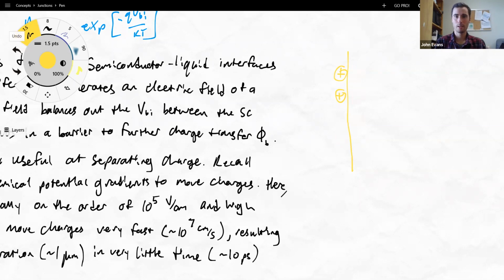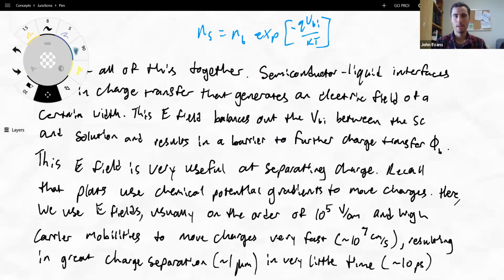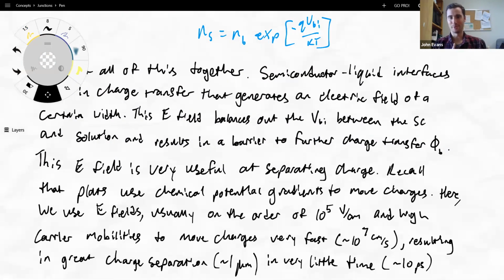For our case, we actually get that the electric field is mostly inside the semiconductor, which we saw in that graph of charge density versus distance. Now, this electric field is super useful because it separates charge, right? If we have an electric field, it's going to push charges one way or another due to drift.